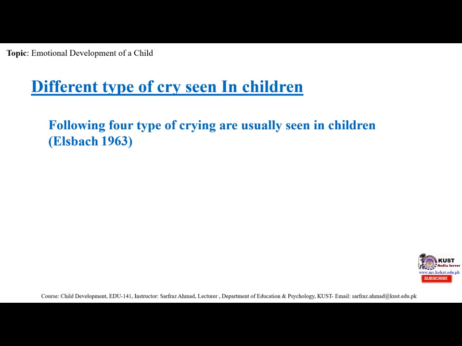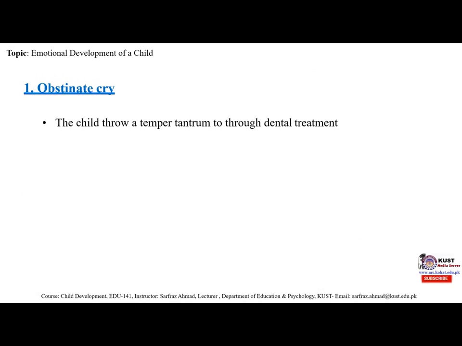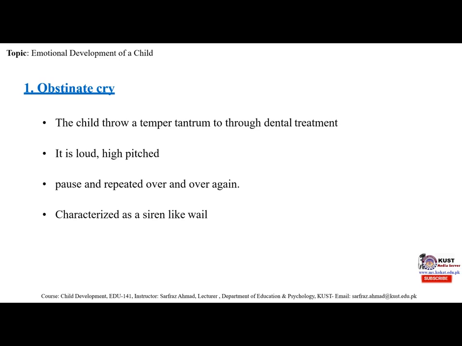Then there are some different types of cry seen in children. There are four types of crying usually seen in children: obstinate cry, frightened cry, hurt cry, and also the compensatory cry. If you talk about the obstinate cry, that is where the child throws a temper tantrum during the dental treatment, and it is loud, high pitched, paused and repeated over again, characterized as a siren-like wail, and represents the child's external response to anxiety.